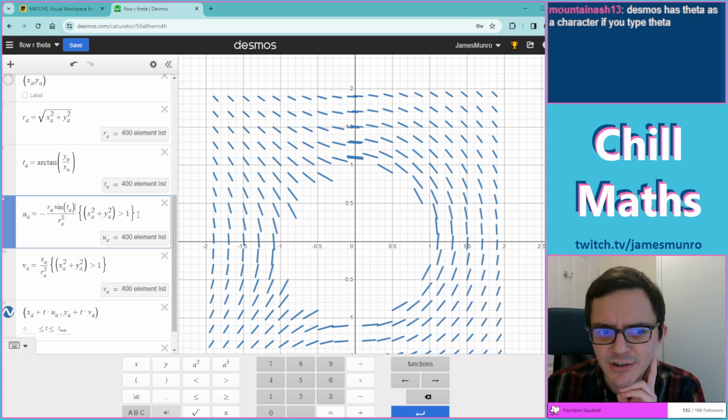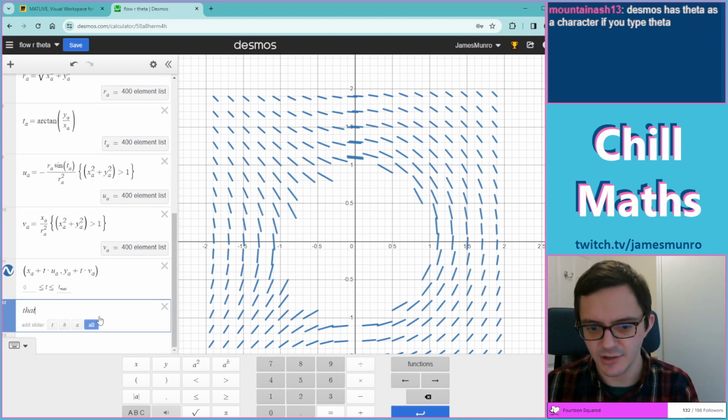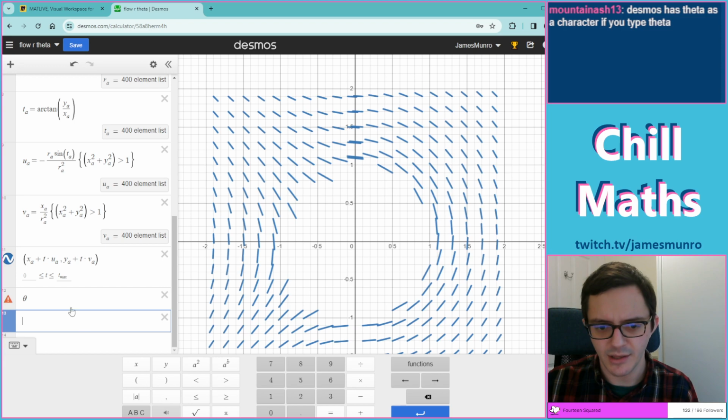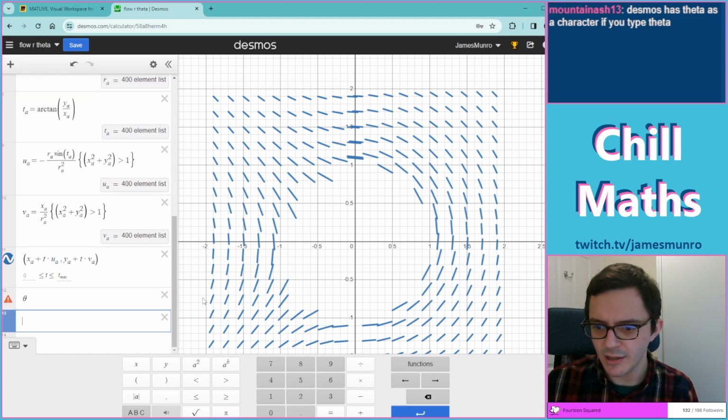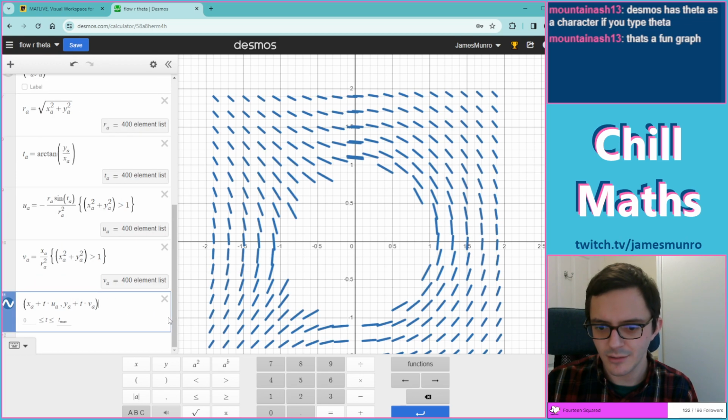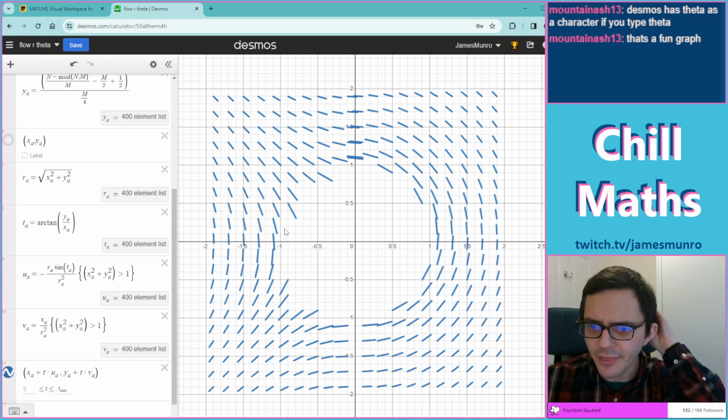Desmos does have theta as a character. It also has strong opinions about theta, I think. Not so far that it'll... Why has that done that?